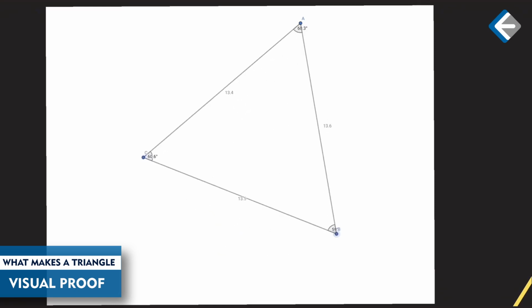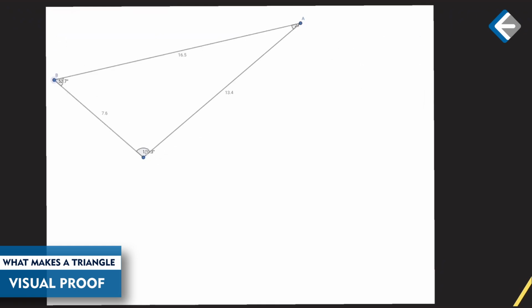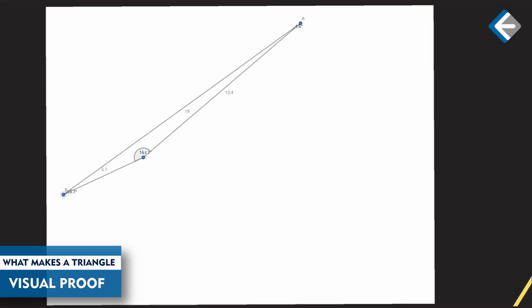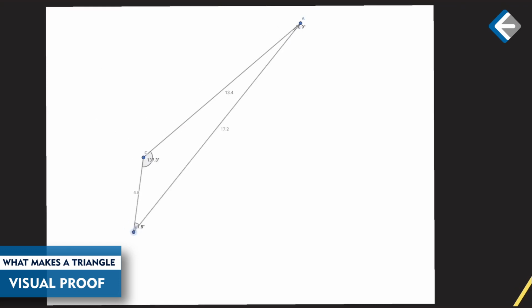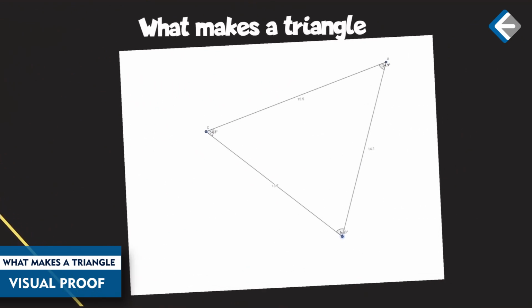Take any situation, pause the video, pick up the three angles and add them. Take this 27 plus 52 plus the next angle, that will again be 180. This is 10 plus 160 plus 10, again 180. 99 plus 60 plus 18, again that will be 180, and so on. So this proves that no matter what triangle you make, the sum will always be 180.